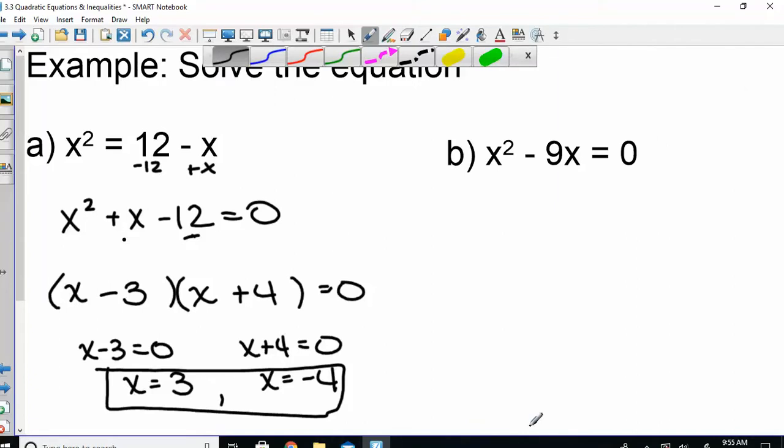B. What could I do for that one? It's already equal to 0, so then we need to factor. Can we do box method? No. What can we do? If it was x squared minus 9, we would do that. How could we factor it? Take out an x. Yeah, we could just do greatest common factor. First step to factoring is pull out any greatest common factors, which in this case, they both have an x.